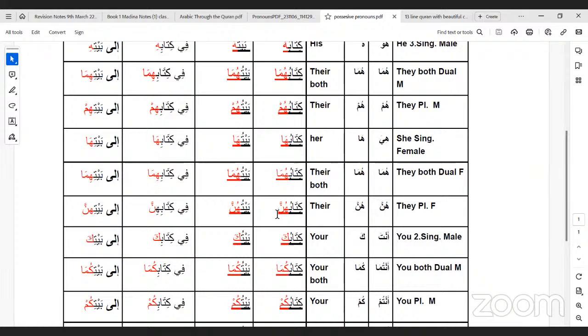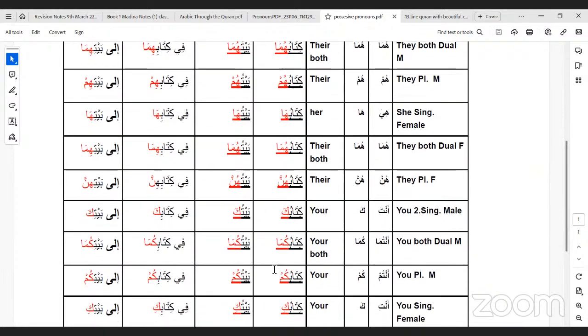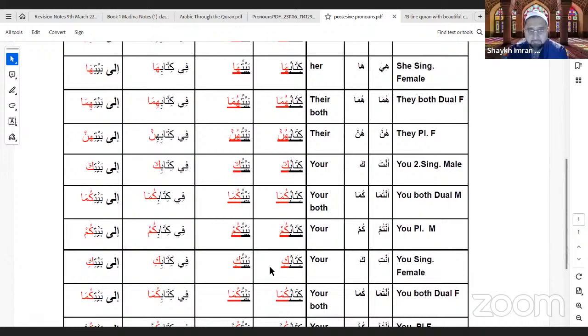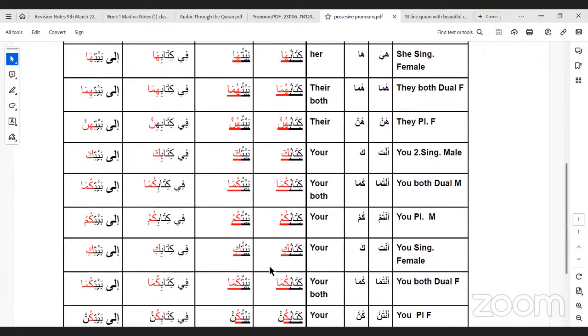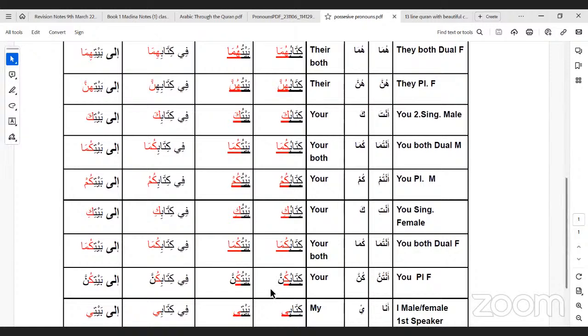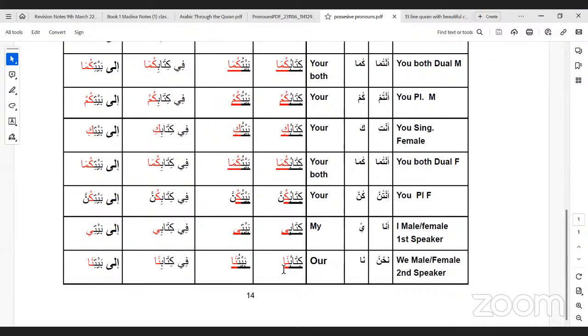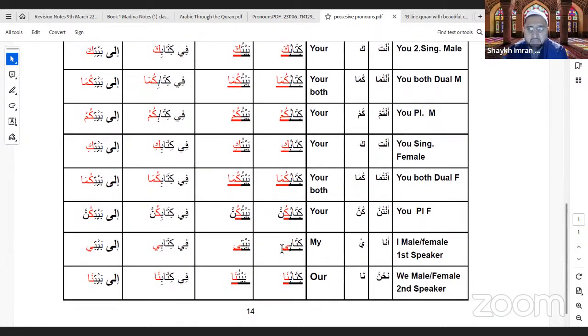So hunna, kitabuhunna. Kitabuka, kitabukuma, kitabukum. Kitabuka is for masculine, your book. Kitabukuma is the same for masculine and feminine. Exactly. Kitabukum is different, not kitabukunna. Kitabukunna is for second person plural feminine. Kitabuki, kitabukuma, kitabukunna. Kitabukuma is for the dual. And kitabi is only singular, my book. Yes, correct. And kitabuna. There is no dual in that, only singular and plural for the speaker.